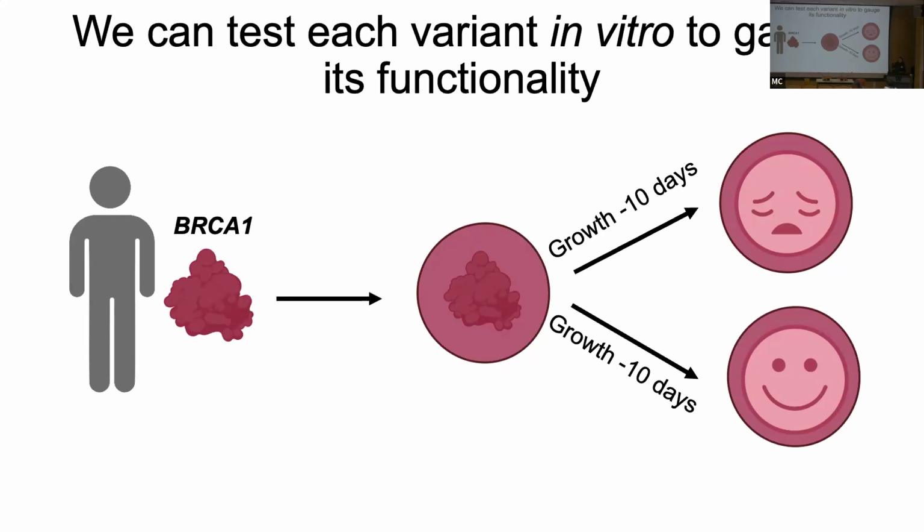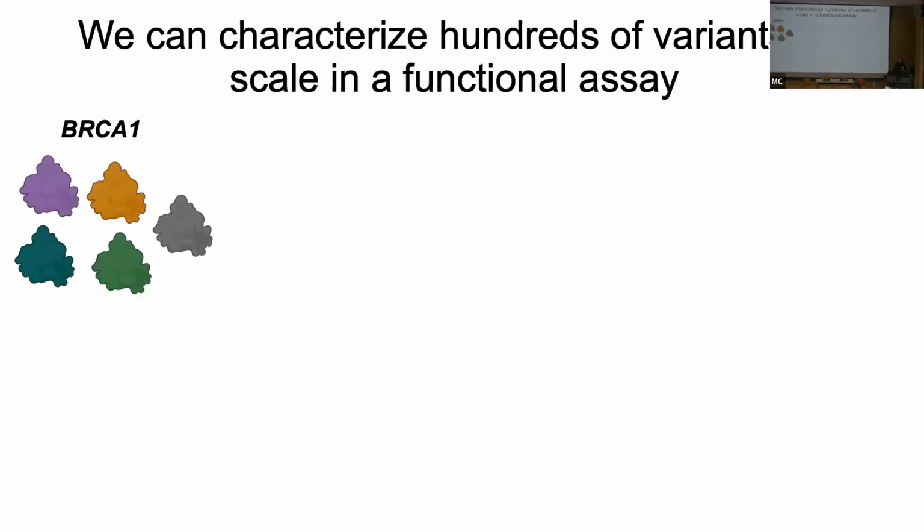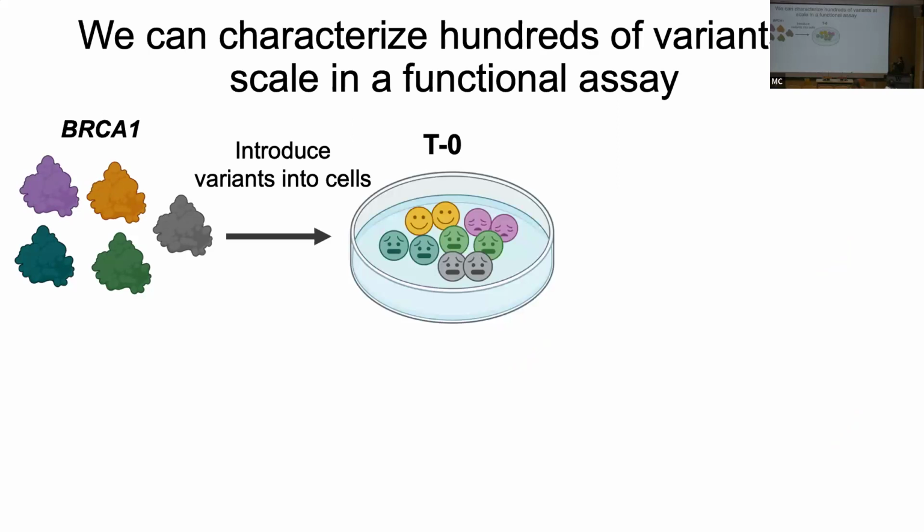But as Stephen and Lizzie mentioned, there's 21,000 genes, and each gene has so many variants. So if we were to do this for every single individual that walked into clinic, it would take forever. So we need to make this more scalable. And luckily for us, researchers have made it more scalable. What we can do is take different variants in the BRCA1 gene and, at the same time, introduce these variants into cells. Just in a petri dish, in every cell, you can introduce one variant.